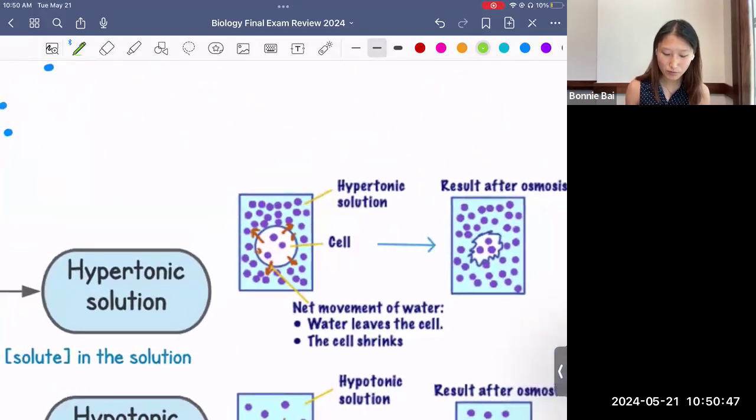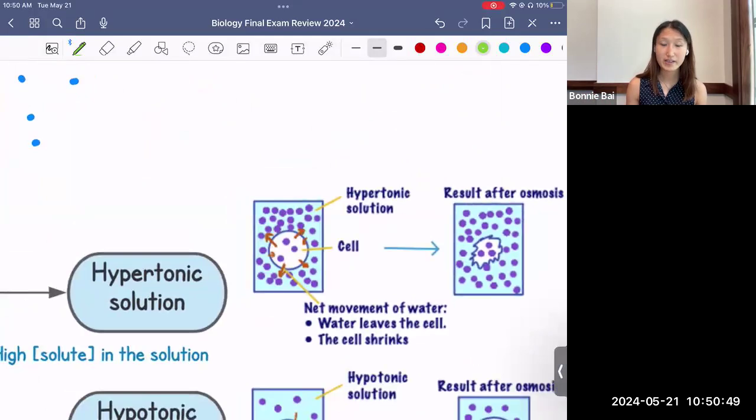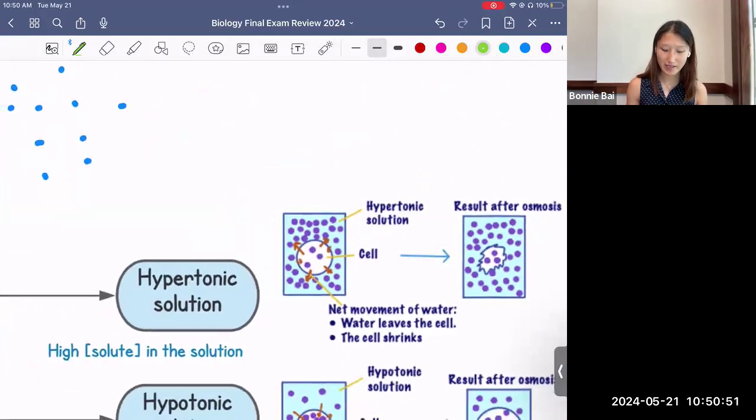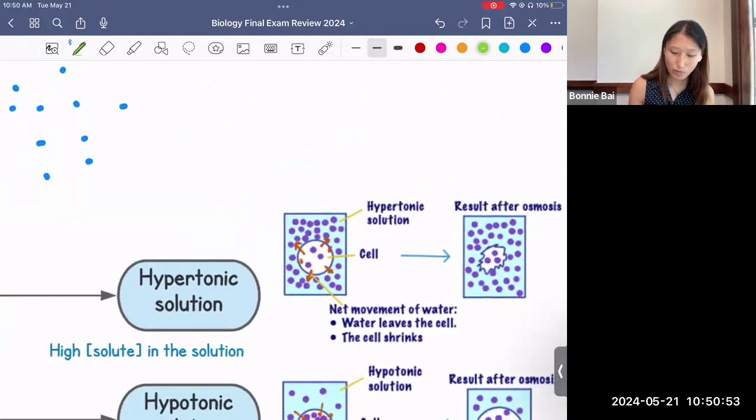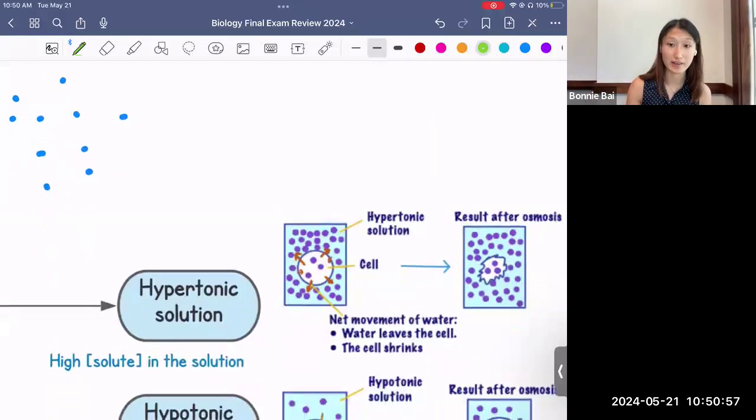So for example, the first one, we have hypertonic solution. In this case, we start off with a cell, we put a cell into a solution. The solution is what's on the outside of the cell. That's the environment. It's a hypertonic solution, which means it has a high solute concentration. Hyper means high.